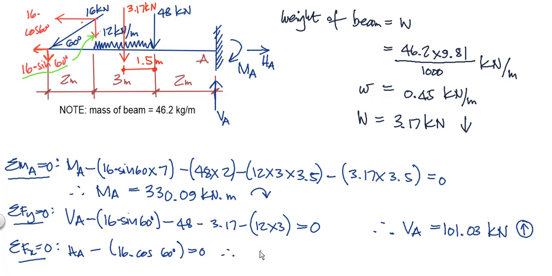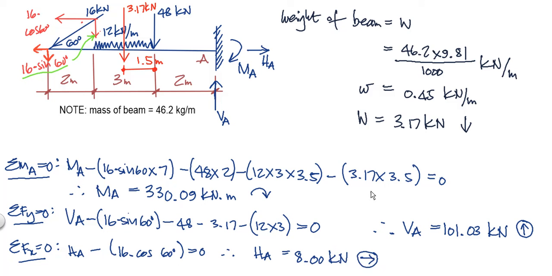Therefore, HA is equal to 16 times cos 60. Cos 60 is exactly 0.5, so HA is 8 kilonewtons. It's a force, therefore it's kilonewtons, and because the answer is positive, it means that our assumption that HA goes to the right is correct.